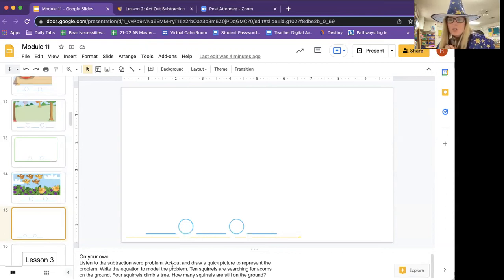Okay, 10 squirrels are searching for acorns on the ground. How many squirrels? 4 squirrels climb the tree. How many squirrels are still on the ground? So you need to write a picture that represents that and the equation. And you know what? I know you can do it because you guys are awesome math stars. All right. When you finish that, you can pause this. When you finish it, I'm going to do a silly math story. Well, maybe it's not so silly, but it's a math story.